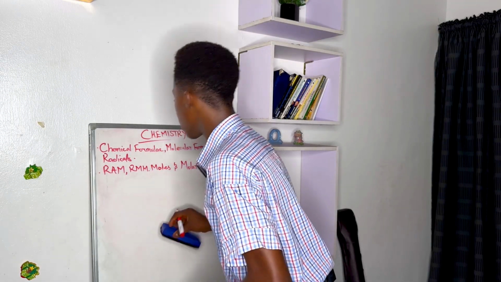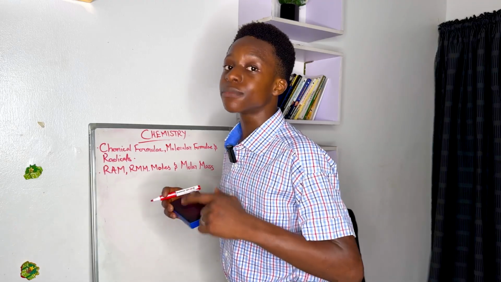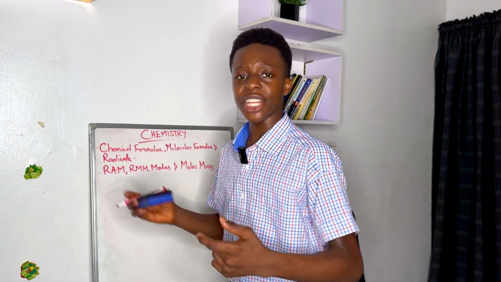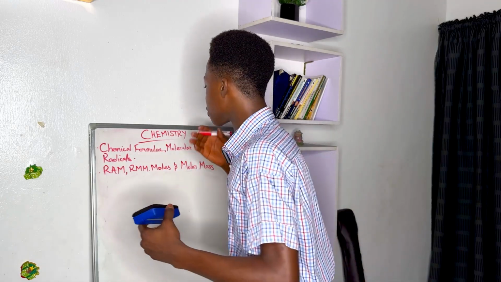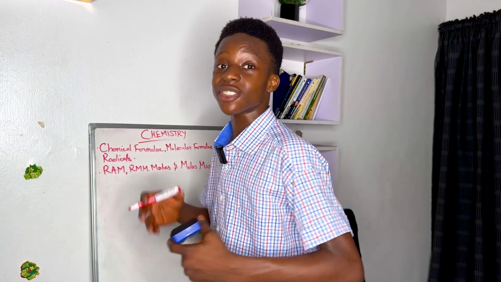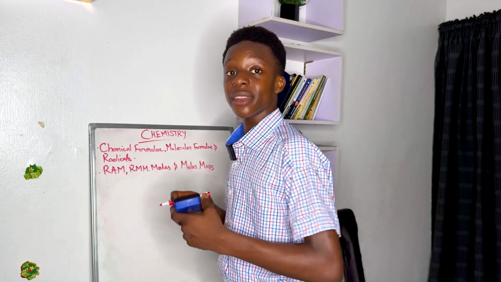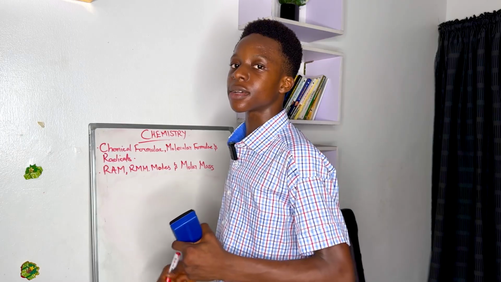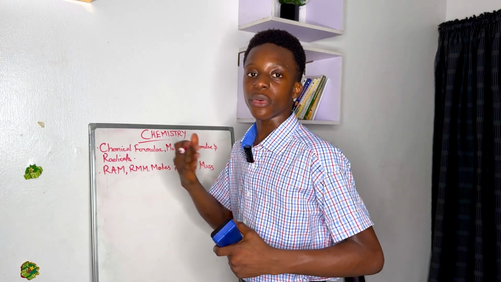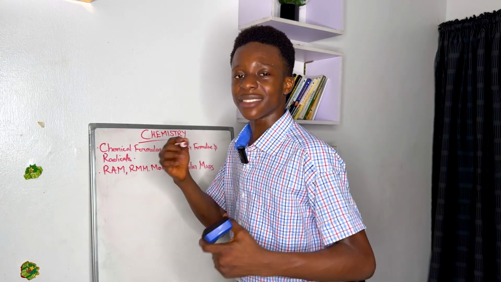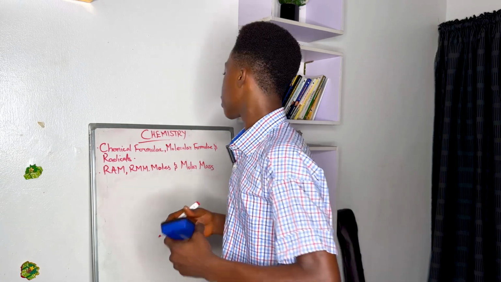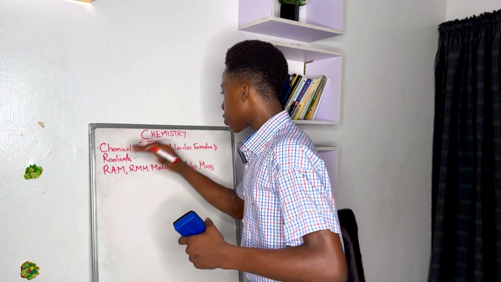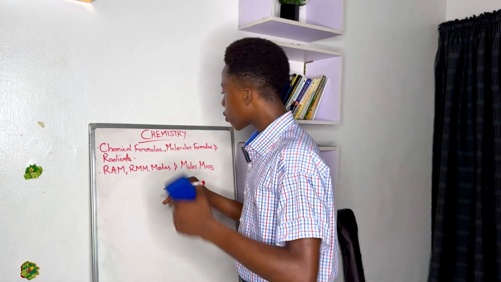There are several radicals that you have to memorize. They are very important. There's nitrate, there's nitrite, there's hydroxide, there's bicarbonate, there's acetate, and there's even permanganate. But these you have to memorize because they're not going to give them to you when you're doing exams or taking tests. You have to keep them in your brain. It's a must. Alright, so we've talked about chemical formulae, molecular formulae, and radicals.